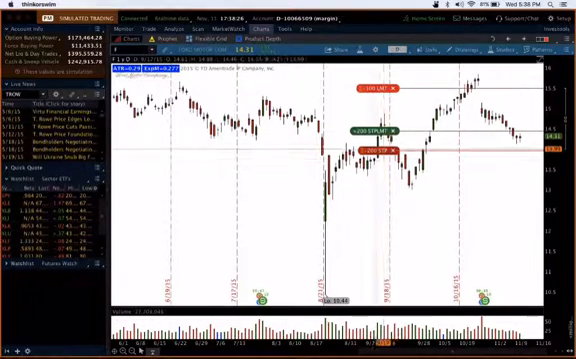So we'll manually trail that stop loss up after we place the trade. And if it goes up, we get filled. If not, we may end up canceling the order. Hopefully this is helpful for you.